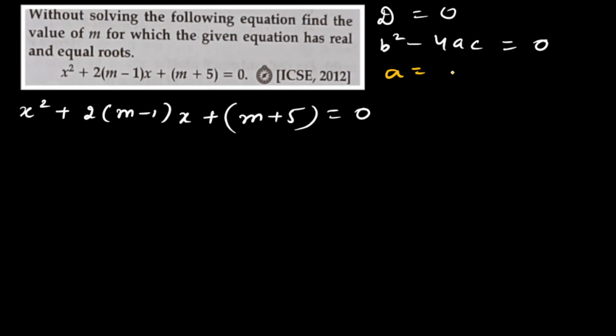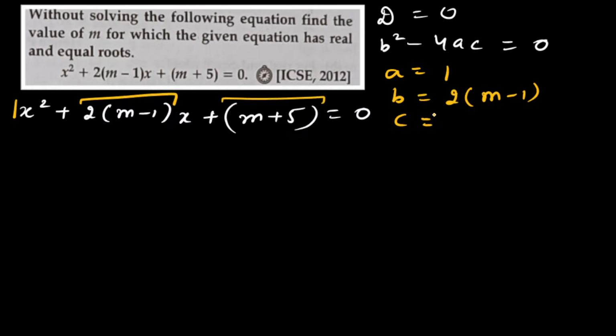So the given equation is x square plus 2(m minus 1)x plus m plus 5. So this is the given quadratic equation. Let us write the values of a, b and c. A is the coefficient of x square, so a is equals to 1. B is equals to the coefficient of x, a number which is written with x, so b is equals to 2(m minus 1). And c is the constant, with which the variable is not there, so c is equals to m plus 5.